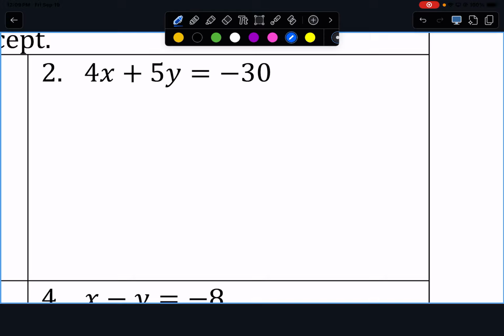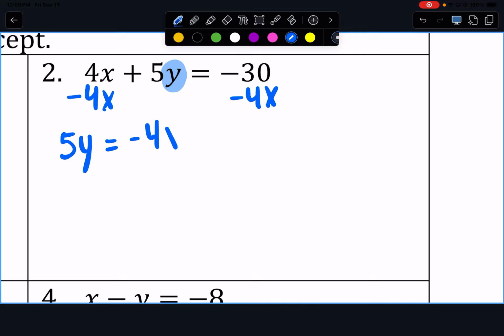So for 2, we again have to solve for y. Before I can do anything, I have to move the x term. How do I move the x term? Subtract it. So we're going to subtract 4x on both sides, and we get 5y equals negative 4x minus 30.